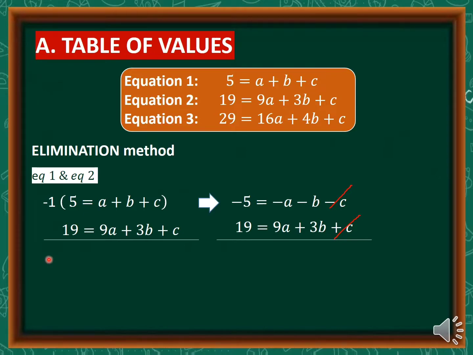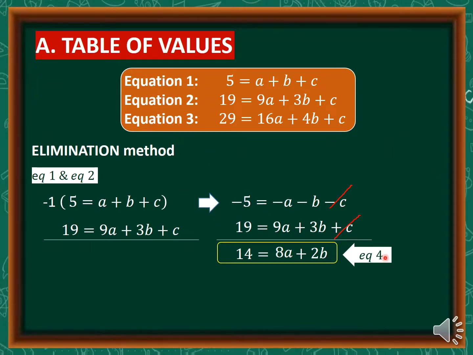Now let us proceed with this part. So, negative 5 plus 19, that is equal to 14. Is equal to negative A plus 9A, that is 8A. Then, negative B plus 3B, we have positive 2B. So, we have 14 is equal to 8A plus 2B. Naalis na natin ngayon si C. Okay, nakuha ba? So, this will serve now as our equation number 4. Nadagdagan yung nabuo nating equation.